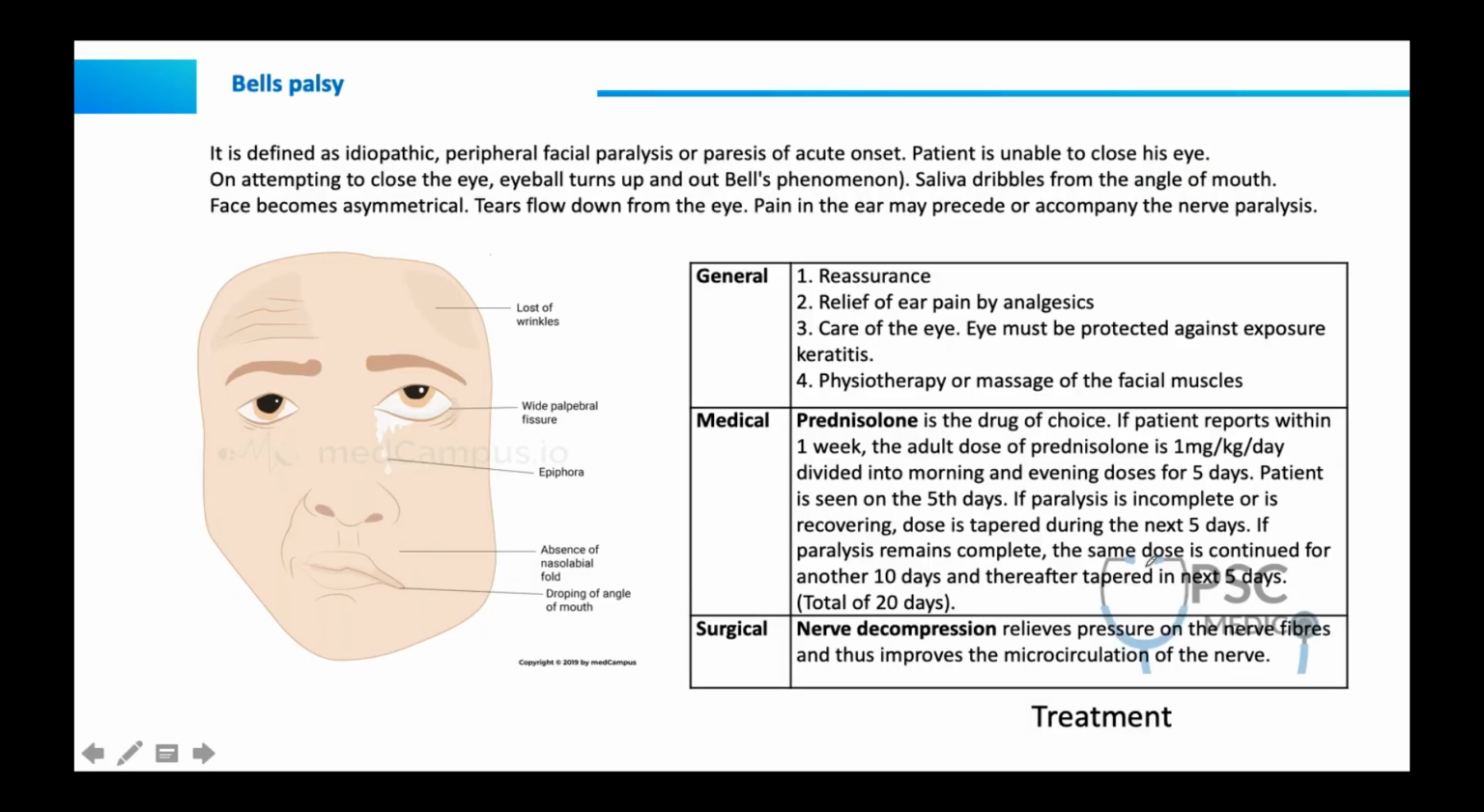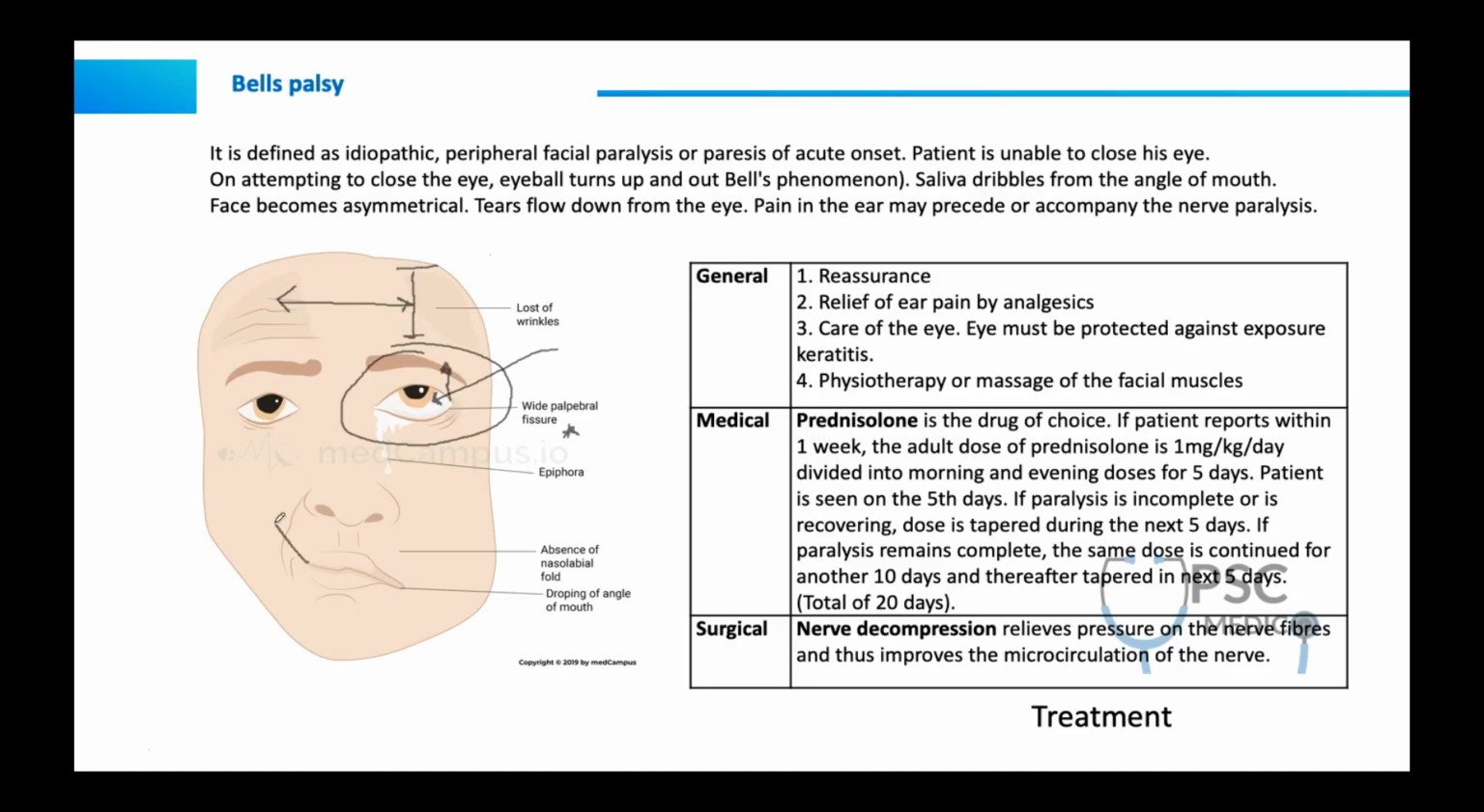Now with this understanding, you know what happens in LMN palsy, because the classic example of LMN palsy is Bell's palsy. It's an idiopathic condition where there is no reason and there is a facial paralysis, acute in onset. Whenever the patient tries to close his eyes, he is unable to do so because of the involvement of the facial nerve, and you will see a wide open palpebral fissure, high chances of eye infections and drying, and when he attempts to close, the eyeball turns up, giving that Bell's phenomenon. And on the involved side there is loss of wrinkles on the forehead.